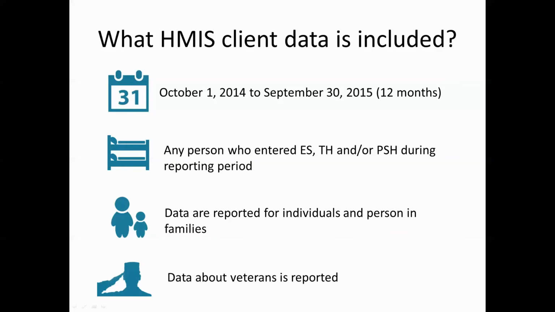The AHAR looks at data entered between October 1 of 2014 and September 30th of 2015. That's a 12-month period. Then it filters for any person who entered a residential housing project, such as emergency shelter, transitional housing, or permanent supportive housing during that 12-month period. Data about individuals, families, and vets who entered a residential housing project between October 1 of 2014 and September 30th of 2015 will be included in this year's AHAR.